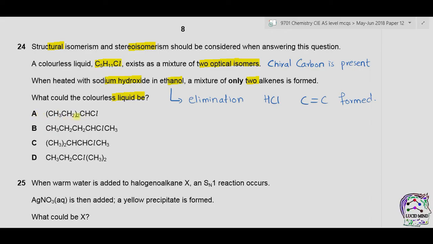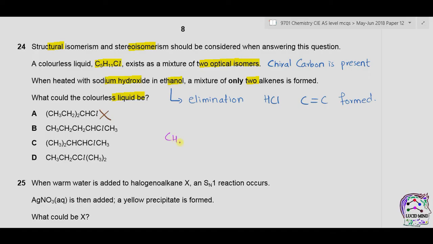In A we have this compound. Let's draw the structure. We have CH3, CH2, CH, CH3, CH2, and Cl is also present. Now as we can see, with this carbon atom, two similar groups are present. So therefore this is not chiral. So as chiral carbon is not present, optical isomer will be absent. So A is incorrect.